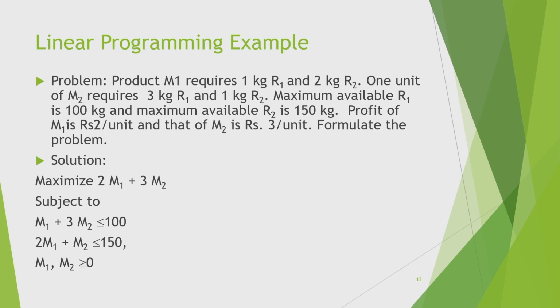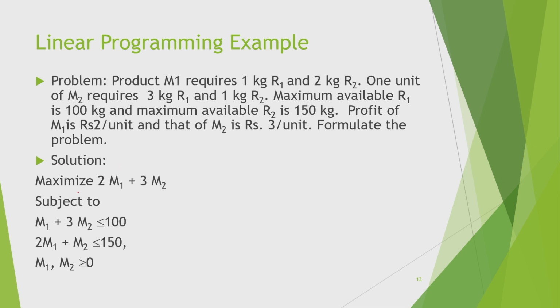So now coming to the linear programming problem, suppose I give one example to formulate. Suppose product M1 requires 1 kg R1 and 2 kg R2. 1 unit of M2 requires 3 kg R1 and 1 kg R2. Maximum available R1 is 100 kg and maximum available R2 is 150 kg. Then the profit of M1 is rupees 2 per unit and that of M2 is rupees 3 per unit. Formulate the problem. How will you go about it?